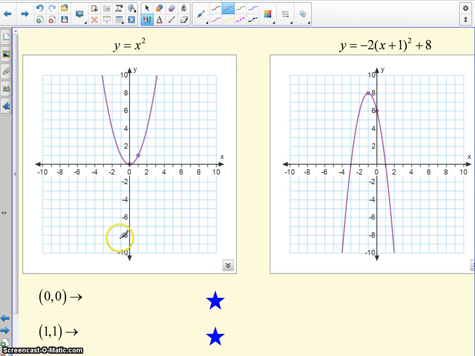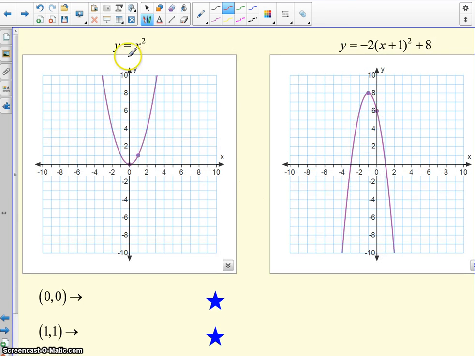So here I have y equals x squared, and I have a transformed version, y equals negative 2 bracket x plus 1 all squared plus 8. And here I have the graphs for each one. Now, normally you're not going to have the graphs for each one. We're trying to use this to create a rule of how we can get from one graph to the next. But again, our end goal is to create a rule that will let us create this graph without having to go through tons of work.